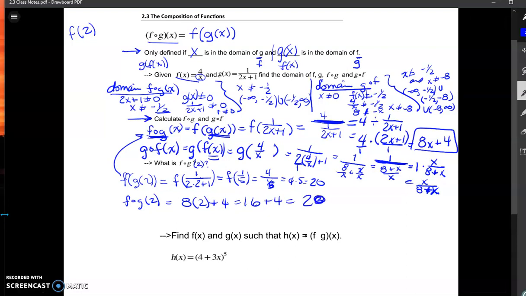Okay, I think I'll stop here, and we will come back on the next video and talk about how we flip this around. What if we're given a function and we're asked to rewrite it as 2 functions? So we're going to kind of go the backwards direction in just a moment in the next video. So take a break, come back to it when you're ready.